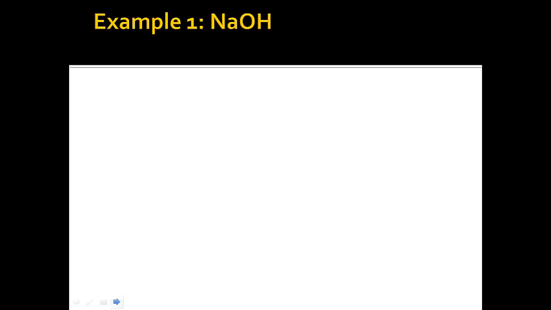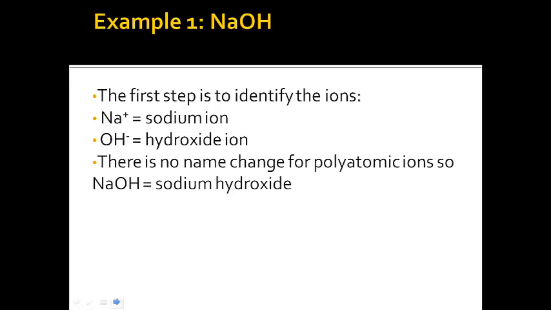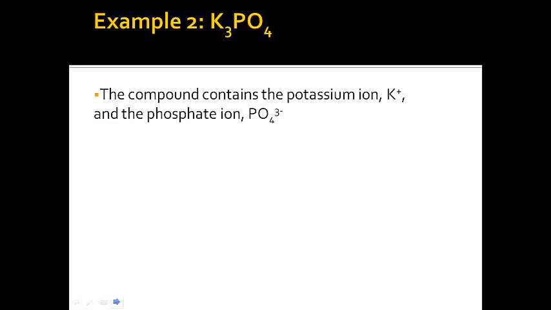First example, NaOH. First step, again, identify the ions. I have the sodium ion, and I have the hydroxide ion. Because I don't change the name of the metal or the polyatomic ion, I just write it out. So NaOH is sodium hydroxide. Let's look at another example, K3PO4. The compound contains a potassium ion and the phosphate ion, so naming it just becomes potassium phosphate.